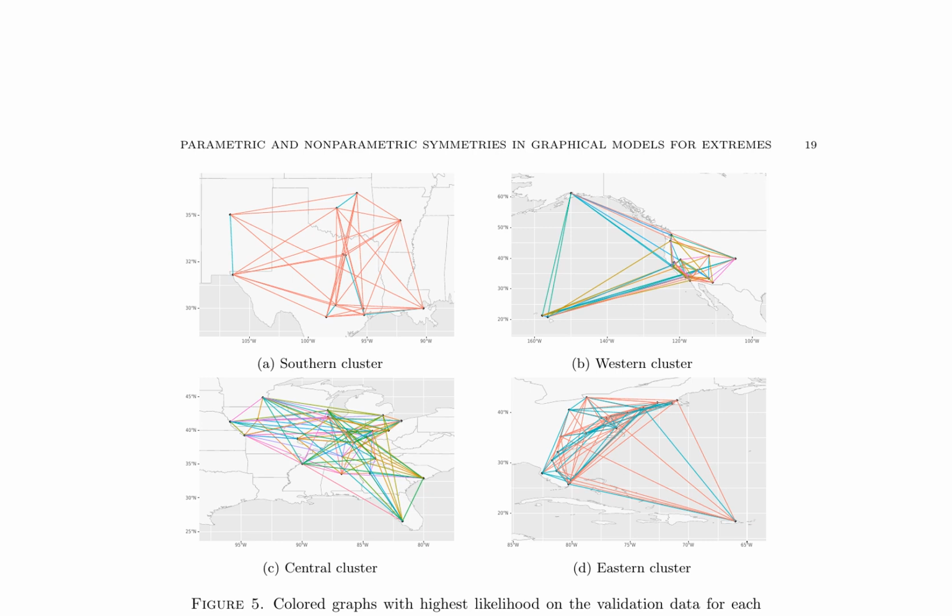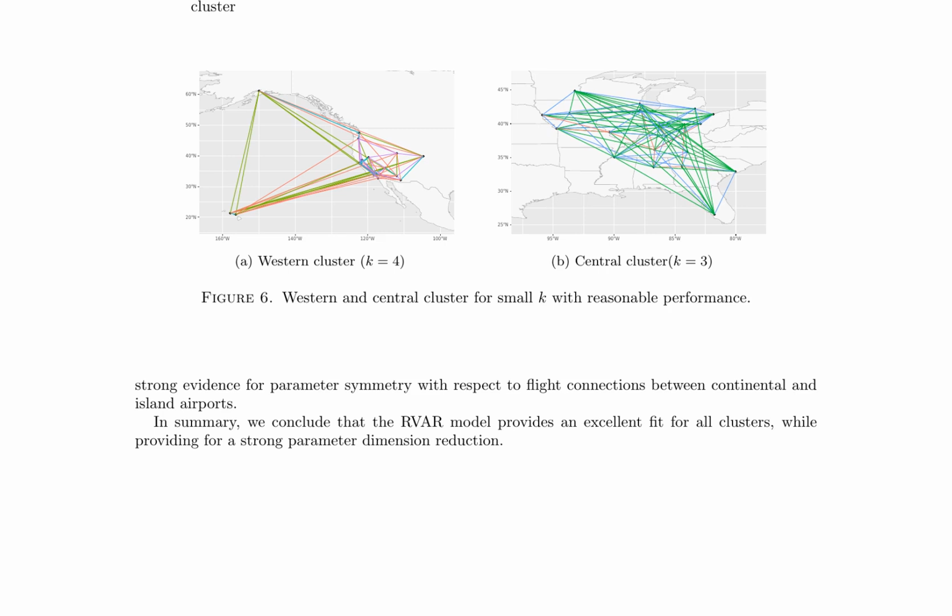This approach is crucial in mitigating the curse of dimensionality, enabling the identification of meaningful patterns and relationships in the data. The western and central clusters, displayed in Figure 6, exhibit reasonable performance with small values of k, indicating strong evidence for parameter symmetry with respect to flight connections between continental and island airports. The RVAR model provides an excellent fit for all clusters, achieving a strong parameter dimension reduction. This reduction is essential, as it facilitates the development of more accurate and reliable predictive models.